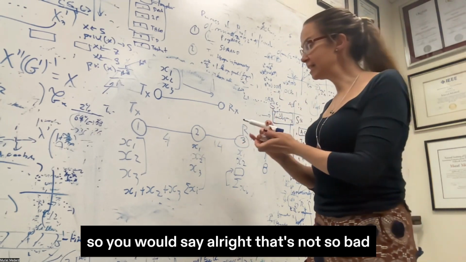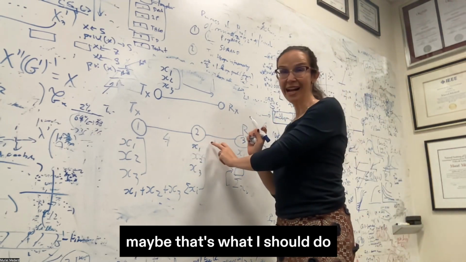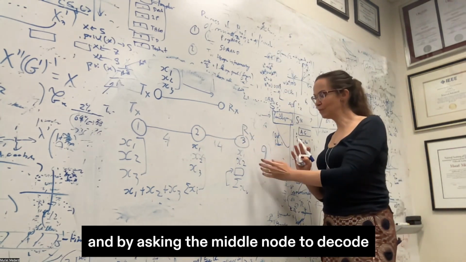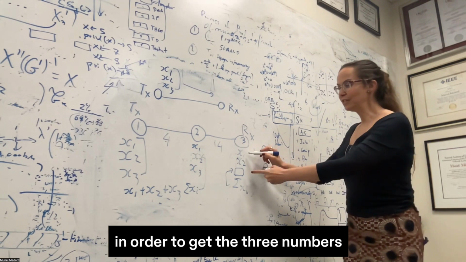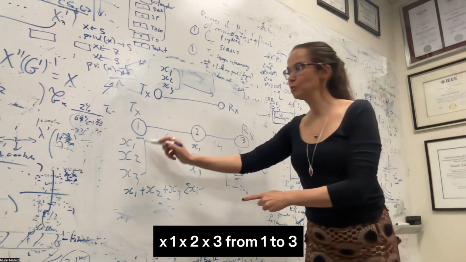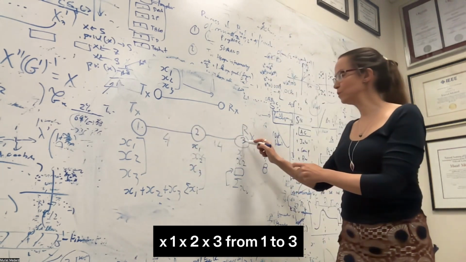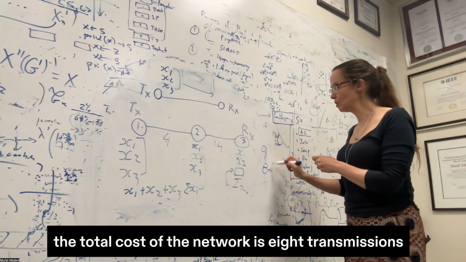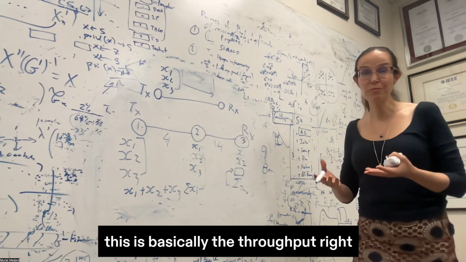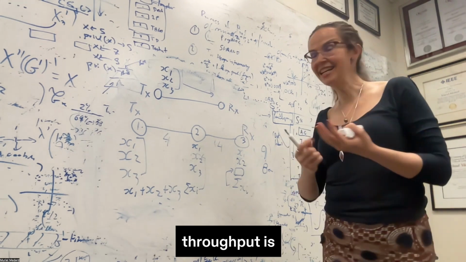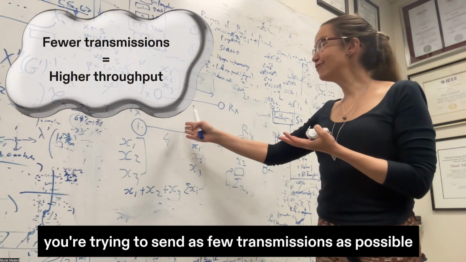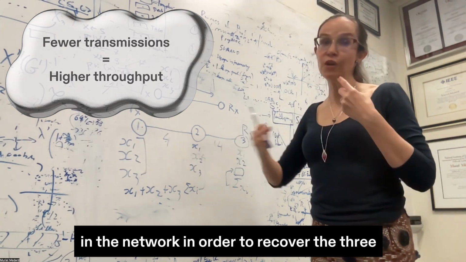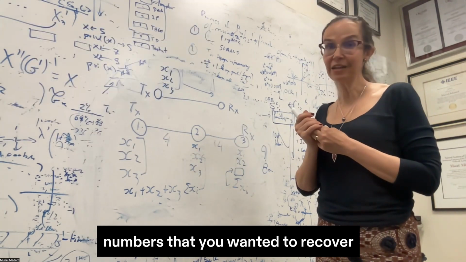So you would say, all right, that's not so bad. Maybe that's what I should do: ask the middle node to decode. And by asking the middle node to decode, in order to get the three numbers, x1, x2, x3, from 1 to 3, the total cost of the network is 8 transmissions rather than 9 transmissions. This is basically the throughput, right? Throughput is you're trying to send as few transmissions as possible in the network in order to recover the 3 numbers that you wanted to recover.